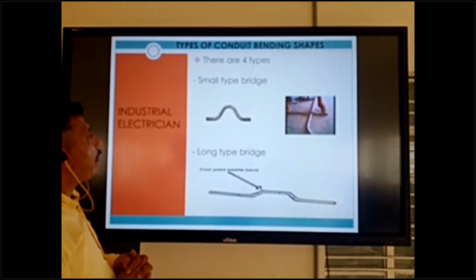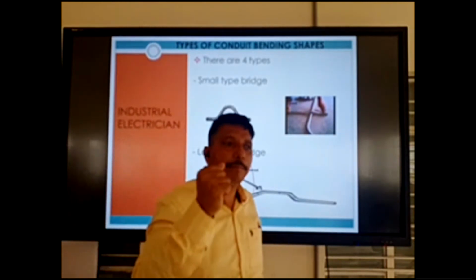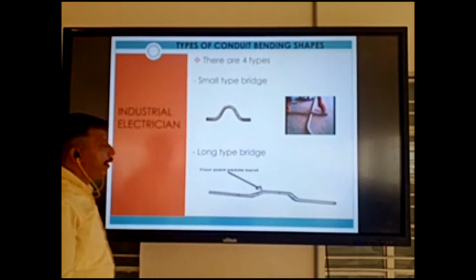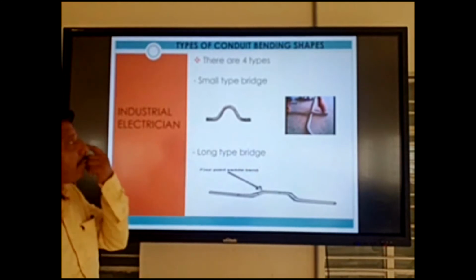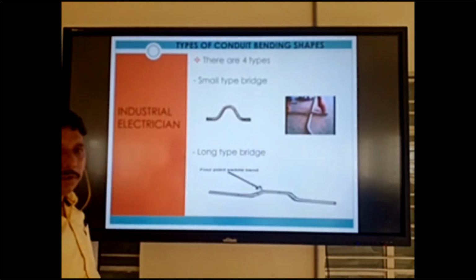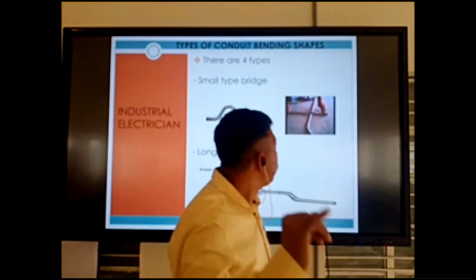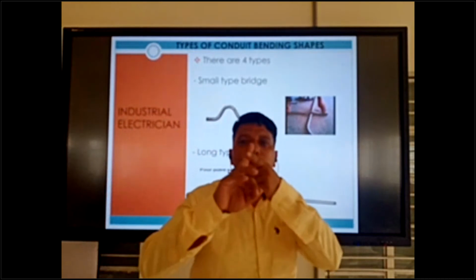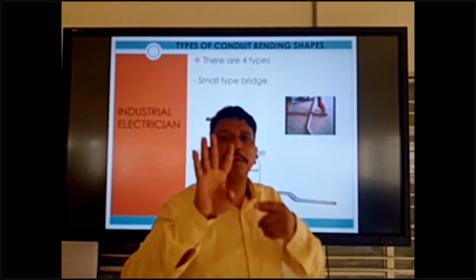Okay, so we make the conduit bend with a bending machine. There are 4 types of bend in conduit: small bridge, long bridge, offset bend, and bridge bend.